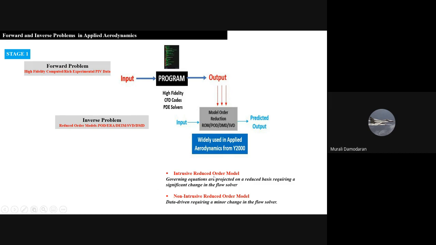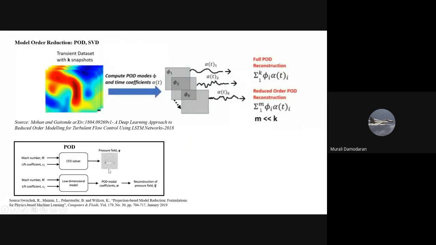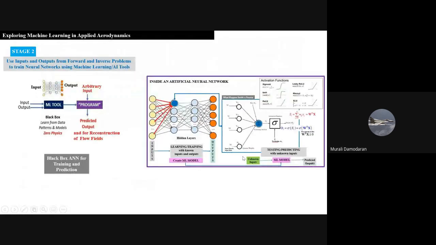There is basically intrusive reduced order model and non-intrusive reduced order model. Intrusive means the governing equations are actually projected on a reduced basis, and this involves a whole lot of changes to be made to the flow solver. The other one is non-intrusive reduced order model, which is based on data-driven approaches, and it requires only a minor change to the flow solver. So this is the state. Model order reduction, I don't have to talk about it. You have seen this slide, so I don't have to elaborate.